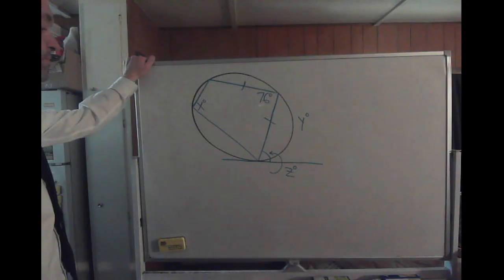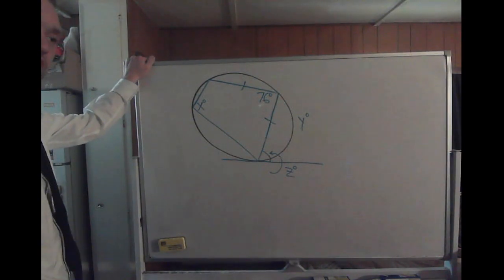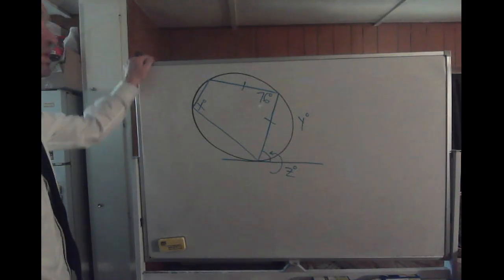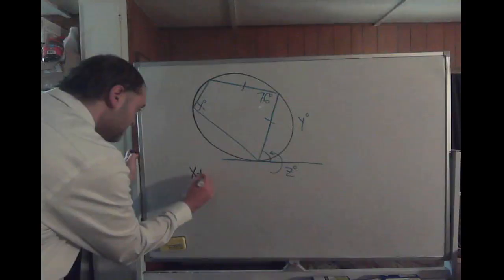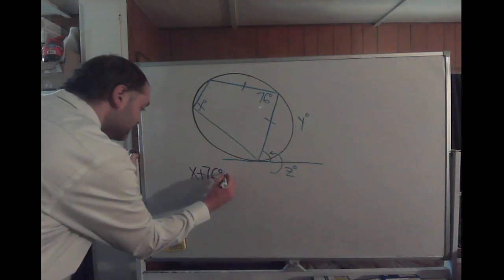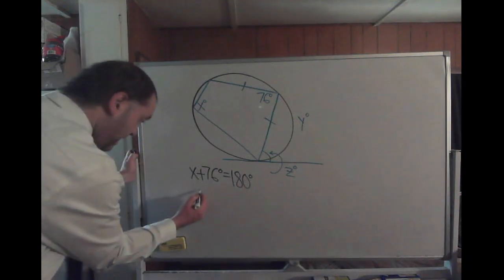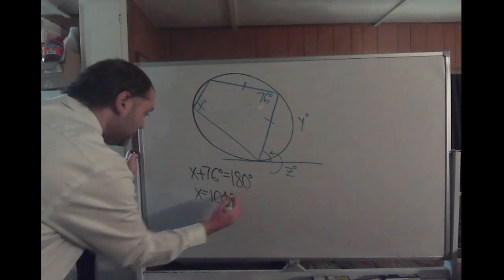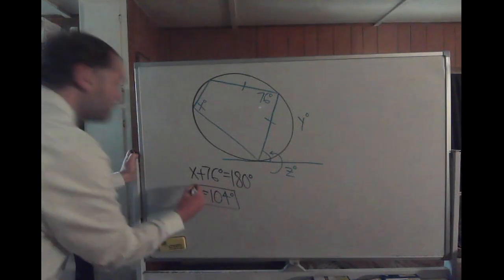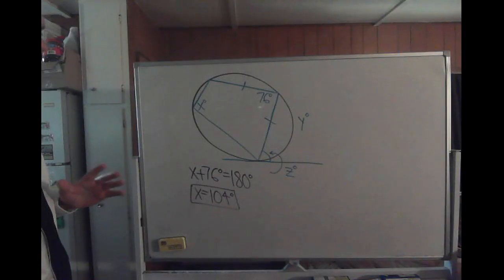So, if we want to solve for x, what do we know about quadrilaterals inscribed in a circle? Opposite angles are supplementary. So that means we're going to take x plus 76 degrees, set that equal to 180 degrees, which would then have to mean that x is equal to 104 degrees. Easy enough for x, right? X is 104 degrees. Now you're looking at this and you're probably wondering, how in the heck are we going to solve for y and z?